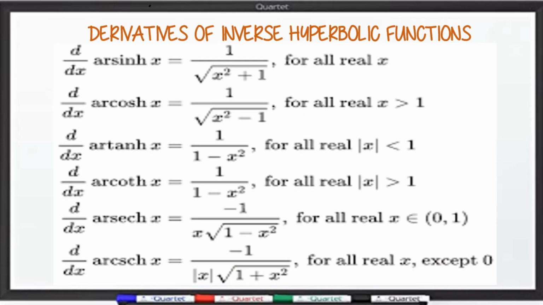Herewith are the formulas for the derivatives of inverse hyperbolic functions. Again, we are left without any other choice but to memorize this because it is much easier to memorize this than to derive this.